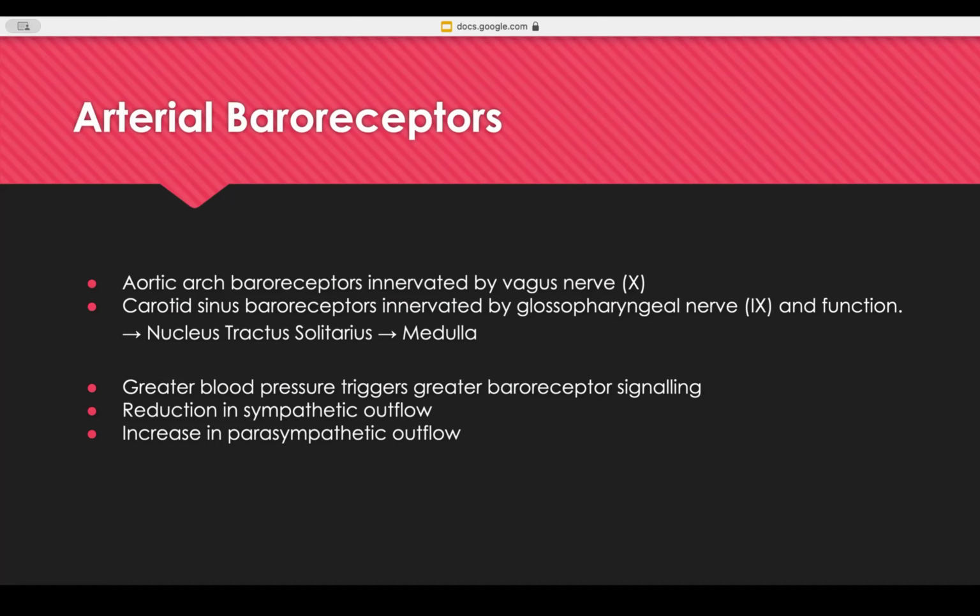So when these sense low blood pressure, the signal will be sent up these nerves to the NTS, which will then transfer the information to the medulla, which can then trigger responses to cause, say, a sympathetic response to then increase blood pressure. And this means that your blood pressure will never drop too much and you can maintain a good blood flow to the organs that need it, say like your brain, which is really important for consciousness.